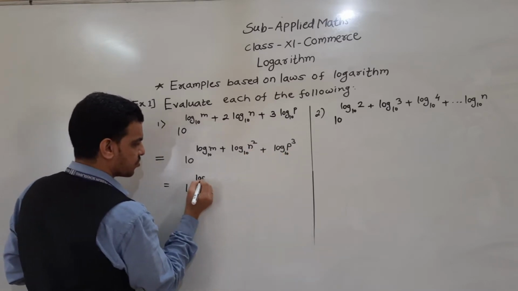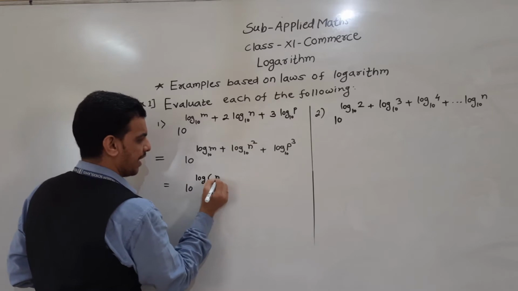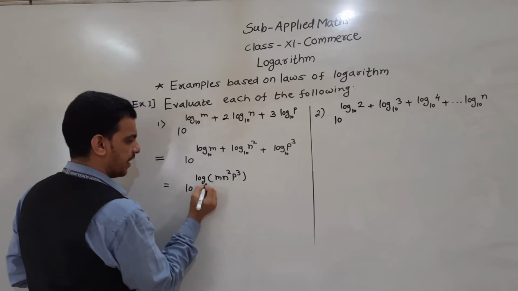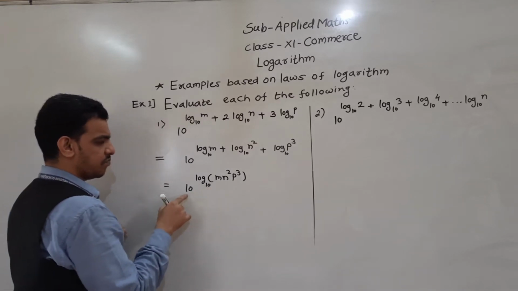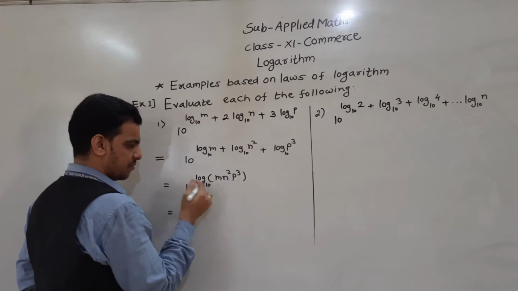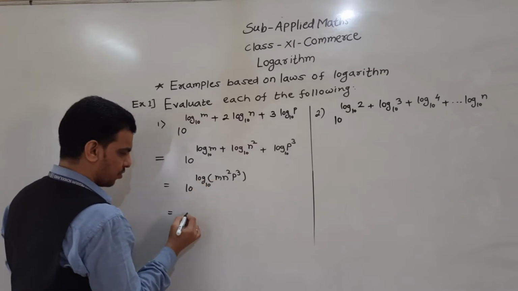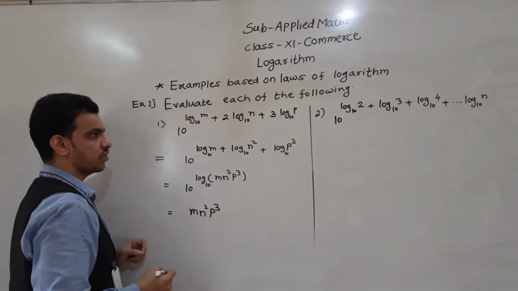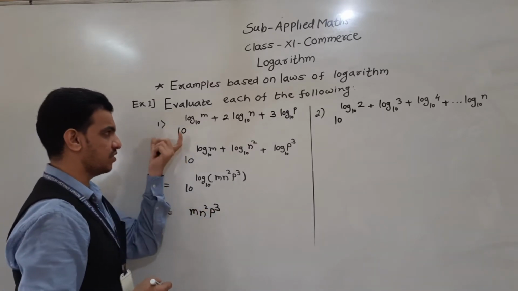So by first law we can write log of m into n square into p cube to the base 10. Now if base is same, this will cancel, means log will vanish. So what remains? Only m into n square into p cube. Okay, so that is the answer of this question.